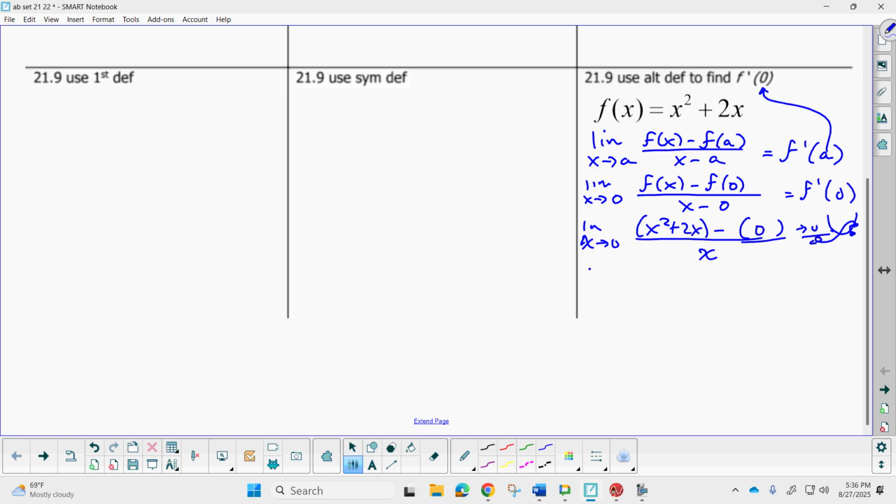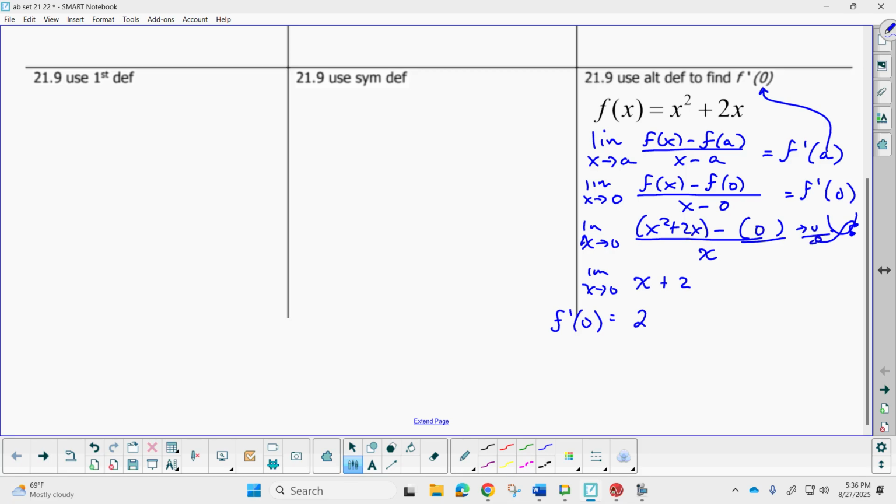In this case, we can divide out an x and then evaluate the limit. If we put in 0 then, we get an answer of 2. The slope at 0, or the instantaneous rate of change at 0, is 2.